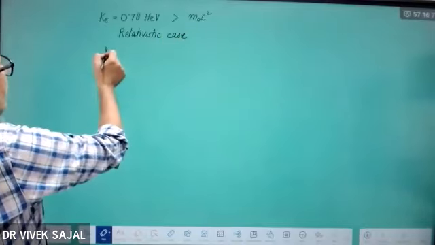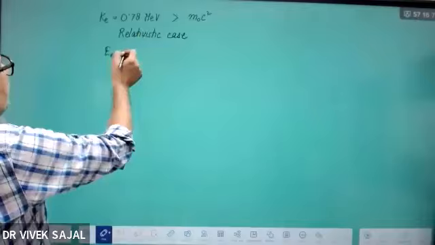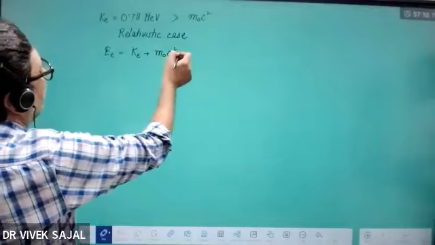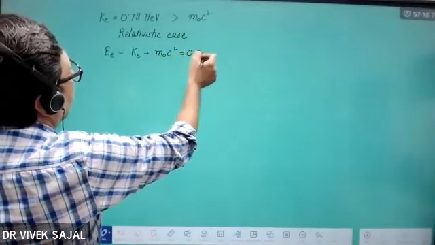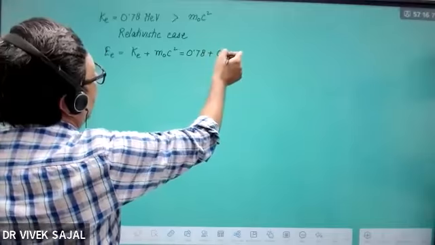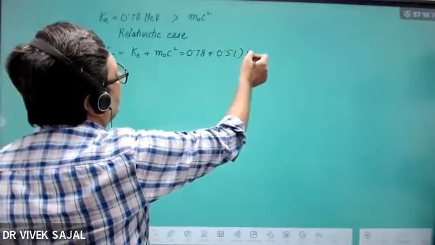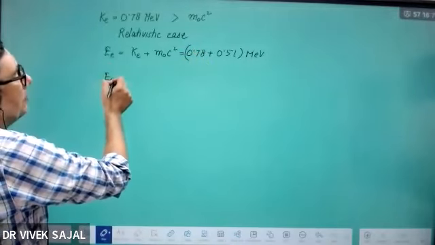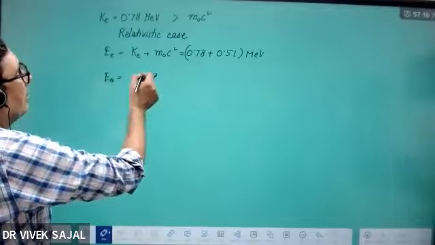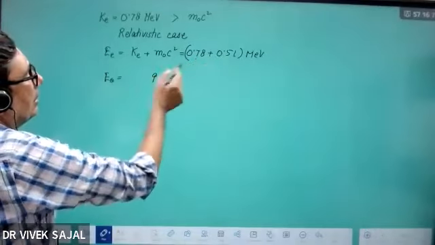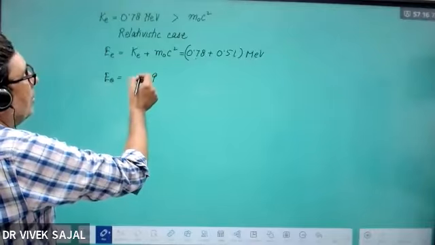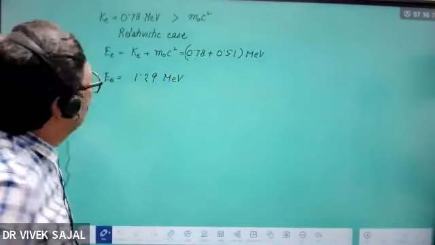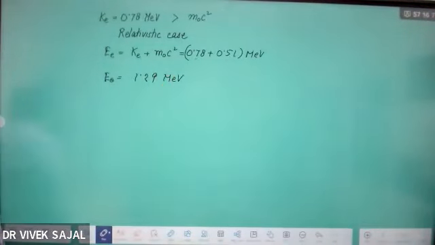Relativistic case. So what will be the total energy of the electron? This will be kinetic energy plus rest mass energy: 0.78 MeV plus 0.51 MeV. So the total energy is 1.29 MeV. This will be the total energy of the electron.